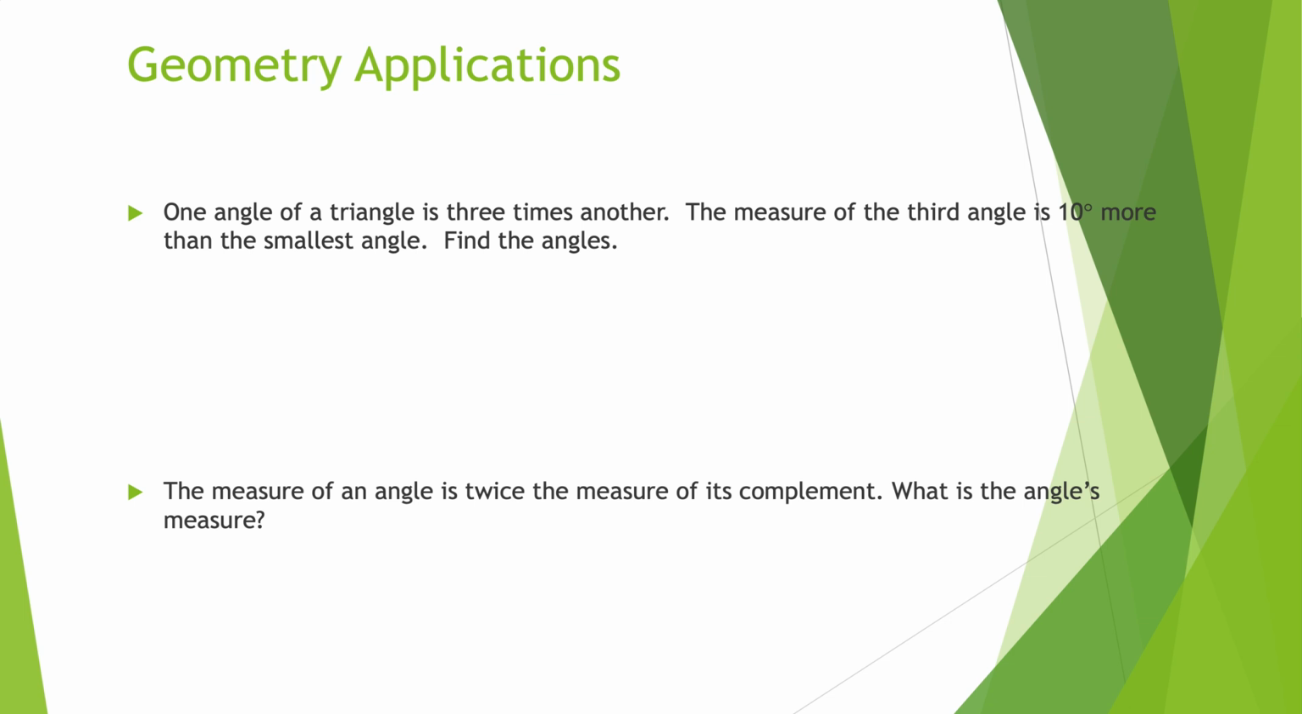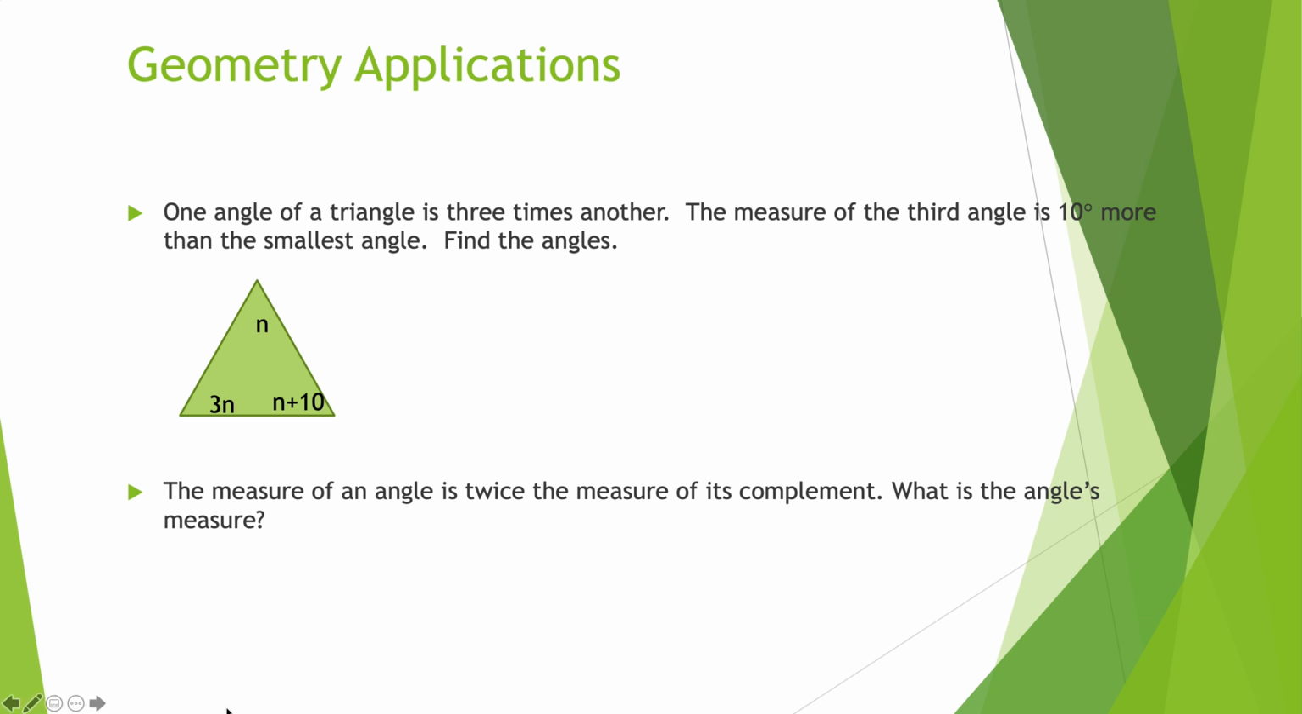We said the three angles of a triangle always add up to 180. I will give you some leadership on this question. You'll get to handle the next one on your own. One angle of a triangle is 3 times another. The measure of the third angle is 10 more than the smallest angle. Find the angles. Said before, always like a diagram to start.